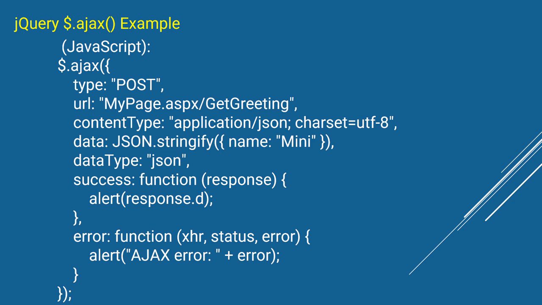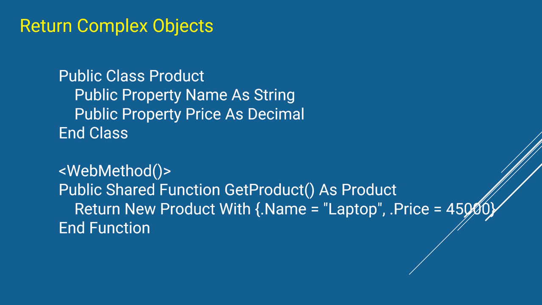If you want more control, use jQuery's AJAX to call the method. Set headers, stringify the data, and handle the response manually. Web methods can also return complex objects. ASP.NET automatically converts them to JSON so your JavaScript can access properties directly.